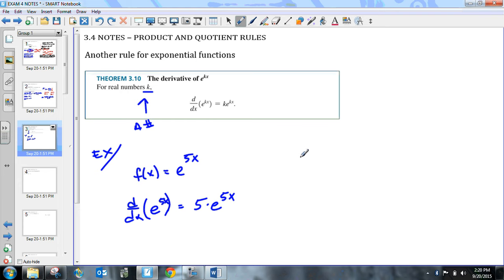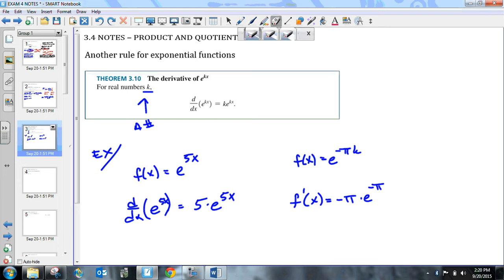Let's do another example. Let's say f of x is equal to e to the negative pi x power. If I found its derivative, f prime of x, I'm just going to drop down the negative pi out front and multiply it by the same thing as what I had, e to the negative pi x. That's an x, sorry, folks, getting ahead of myself here. Put that x up there. So just drop down that coefficient up front.